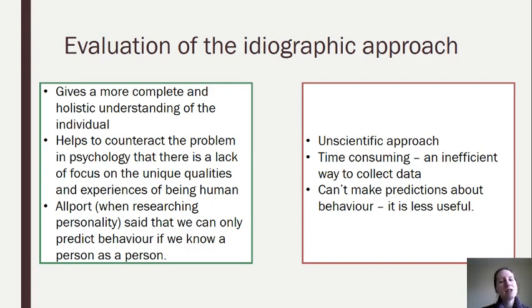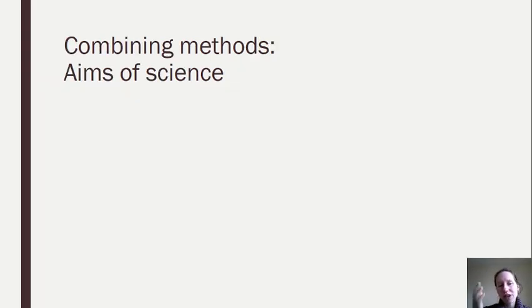You really get to understand someone's subjective experience and behaviour, but you can't necessarily, as a result of that, make predictions about how they will then behave, despite what Allport says on the other side of the argument. So to conclude then, a really nice evaluation point here to make is that combining the two approaches is a really good thing for psychology.